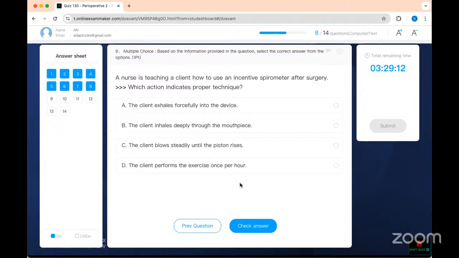inhale, inhalation is the best way to improve your lung function rather than blowing up, right? So this is the most important thing you have to know, the most important portion of the device. You got to tell the patient to inhale deeply throughout, right? You take it in slowly. So, and the C is a trap, right?